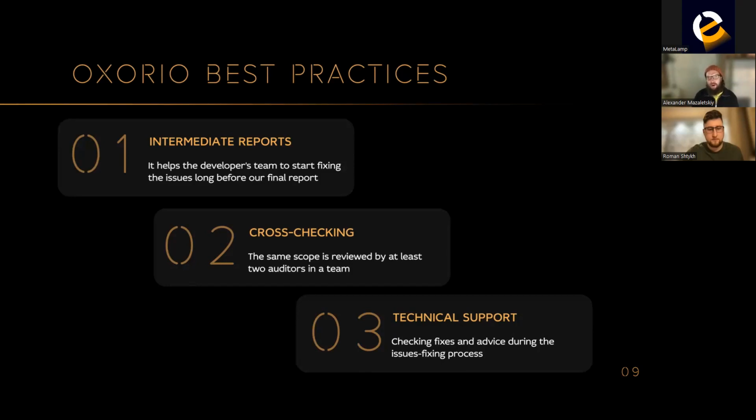That's why we prepare 1-3 intermediate reports. It helps the development team to start fixing issues long before our final report, which results in saving a significant amount of time and money for our clients. Even auditors from one team have different styles of work, knowledge base, and experience. It's very important that the same scope is reviewed by at least 2 auditors in the team. This approach helps to find much more issues in the scope.